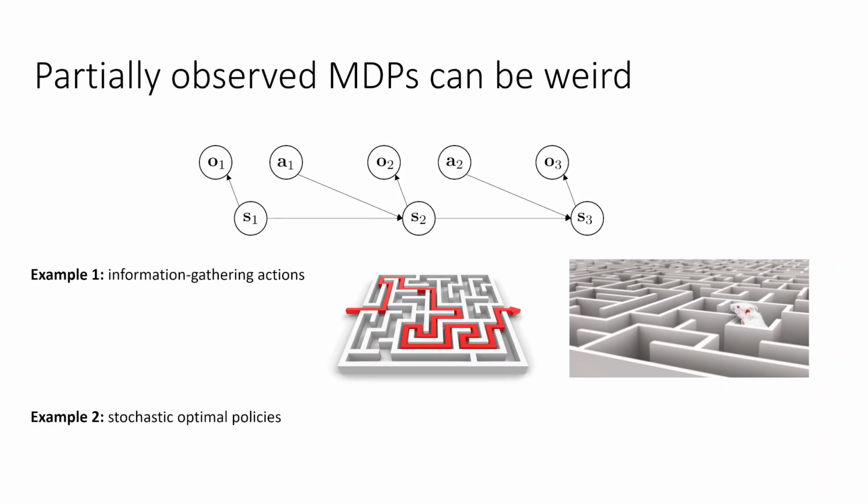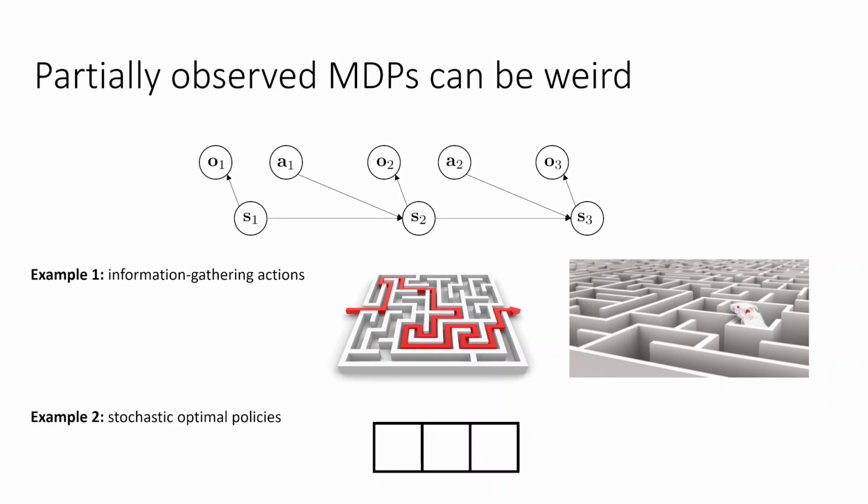Another kind of weird property is that partially observed MDPs can lead to stochastic optimal policies, whereas in fully observed MDPs, there always exists a deterministic policy that is optimal. It doesn't mean that all optimal policies are deterministic. There could be an equally good policy that is stochastic, but in fully observed MDPs, you will never get into a situation where only stochastic policies are optimal. Whereas in partially observed MDPs, that's actually possible.